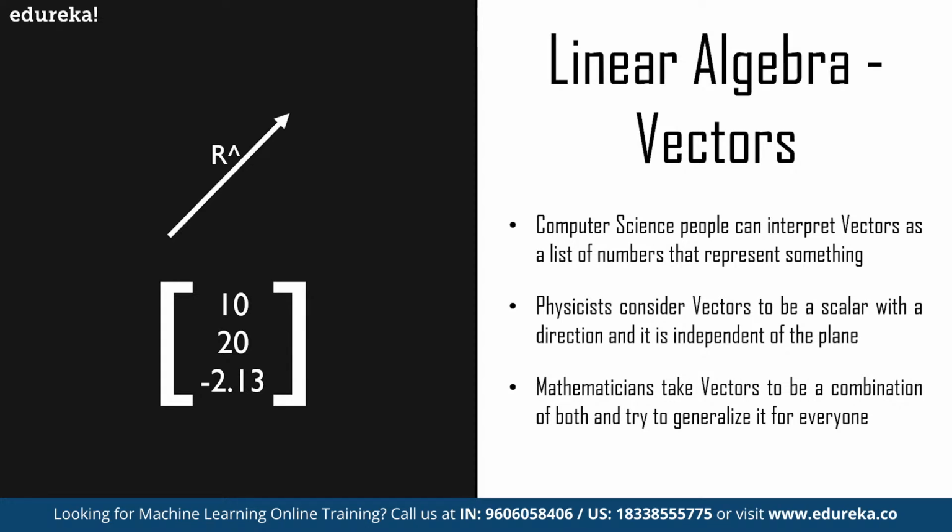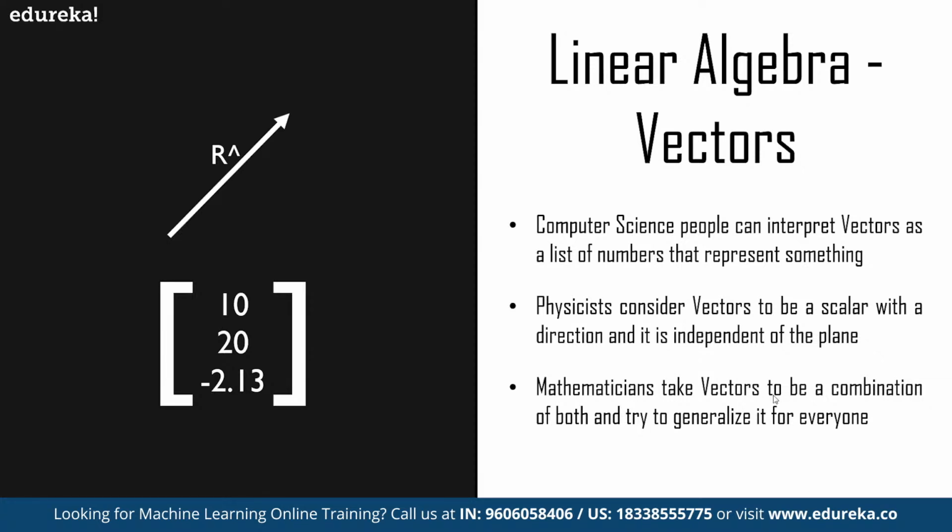The mathematicians can take vectors to be a combination of both, and they try to generalize it for everyone. That's how this can be structured. And again, all of these standpoints are absolutely correct, and that's what makes it so confusing for everyone learning about linear algebra for mathematics for machine learning. That exactly is what makes it a bit complicated. So now let's move on to our next module.